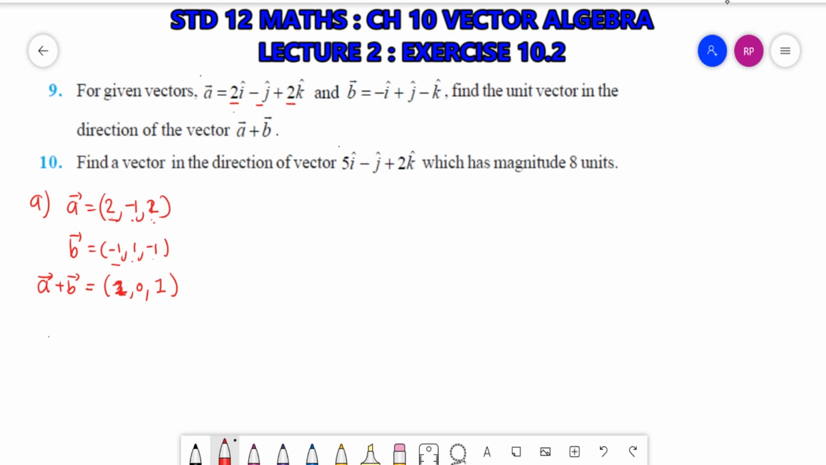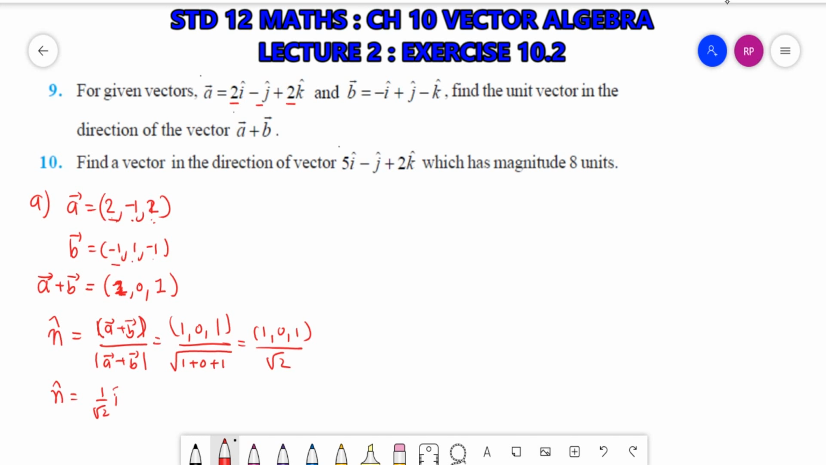So the unit vector n in the direction of A plus B will be equal to vector A plus B upon the magnitude of A plus B. So 1, 0, 1 upon root of 1 square, that is 1, 0 square, that is 0, 1 square, that is 1. So 1, 0, 1 by root 2, or else it will be 1 by root 2 i, 0 by root 2, that is 0, no need to write down, and 1 by root 2, that is k. Okay, so the unit vector in the direction of A plus B will be equal to 1 by root 2 i plus 1 by root 2 k. This was about question number 9.